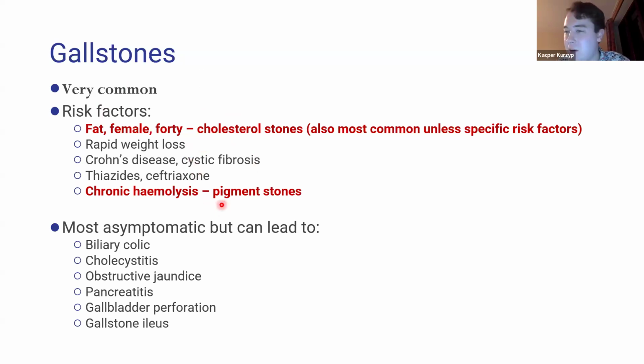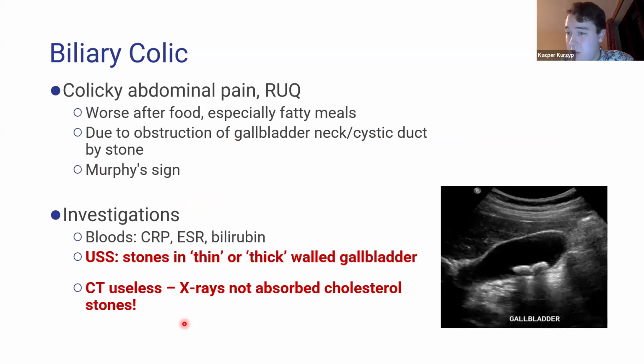Now, sometimes they like to ask about pigment stones, which are due to high levels of bilirubin, and these are associated with things such as chronic hemolysis. Now, most stones are asymptomatic actually, so they can be incidental findings on other examinations. But as we've discussed, biliary colic, cholecystitis, and everything we've already discussed. By the way, ask me any questions either via chat or just shout if you want me to go through anything, explain anything a bit more.